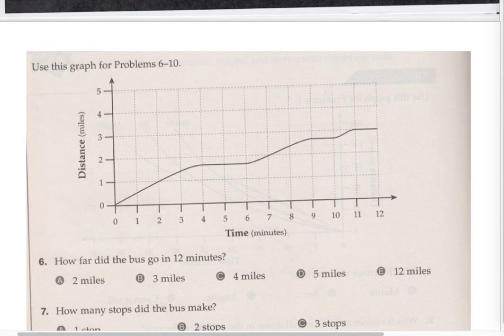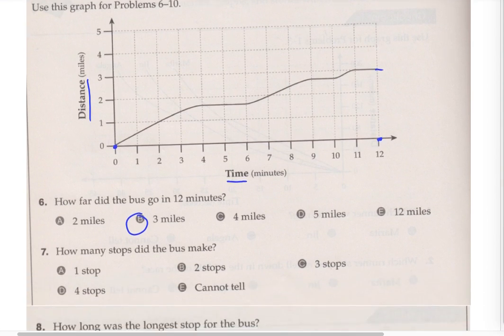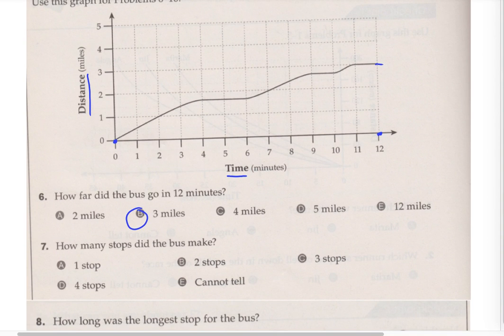So it says we've got distance again versus time. So this one says how far did the bus go in 12 minutes? So that's from time 0 to time 12. What's the overall distance? Looks like 3. Pretty simple. How many stops did the bus make? Well, that would be when the distance remained constant or flat for a period of time. So it looks like we've got a stop in here and a stop in here, maybe a stop in here. So I'm going to say 3 stops. Let's erase that stuff and get it out of the way because we'll have other questions here in a minute.